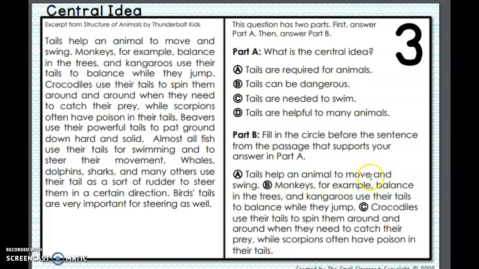B, monkeys, for example, balance in trees. Kangaroos use their tails to balance while they jump. C, crocodiles use their tails to spin them around and around when they need to catch their prey, while scorpions often have poison in their tails. So our answer choice up here for part A was very general or broad. It doesn't give a specific animal. So since B and C are given specific animals with specific examples of how those animals use their tails, our answers are not B or C. Our answer here would be A.